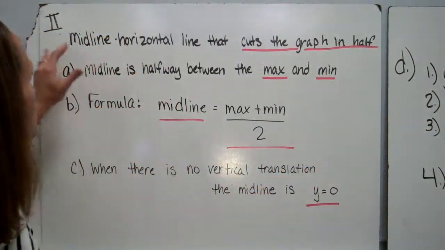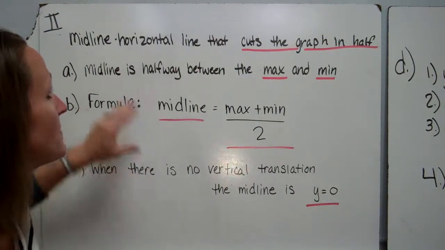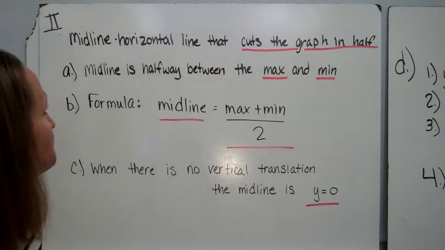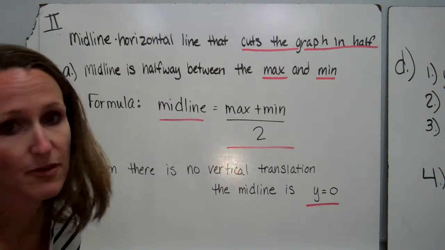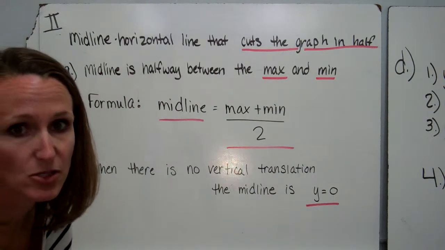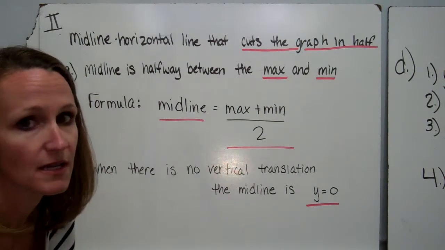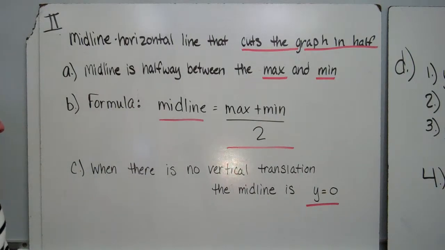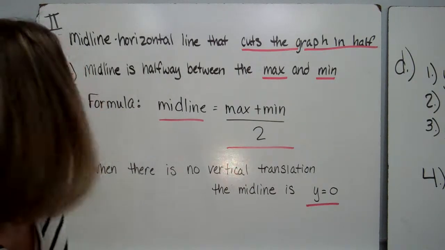Okay, so let's talk about what midline means. Midline is the horizontal line that cuts the graph in half. The midline is halfway between the max and min. In a standard sine or cosine graph, it's going to be the x-axis. But in one that translates, it goes up and down.